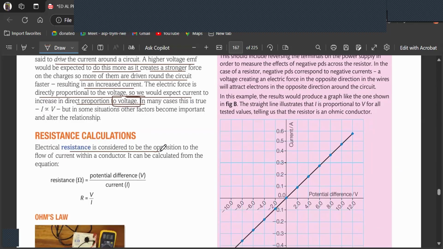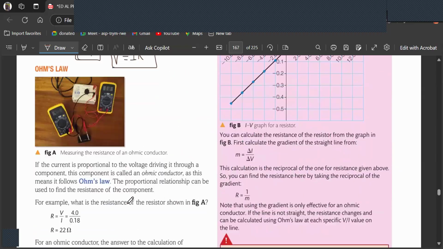Electrical resistance is considered to be the opposition to the current. If current is flowing in this direction, the resistance would always try to oppose it and decrease the current flowing as well. Resistance is equal to voltage divided by the current, or voltage is equal to current times resistance as well.